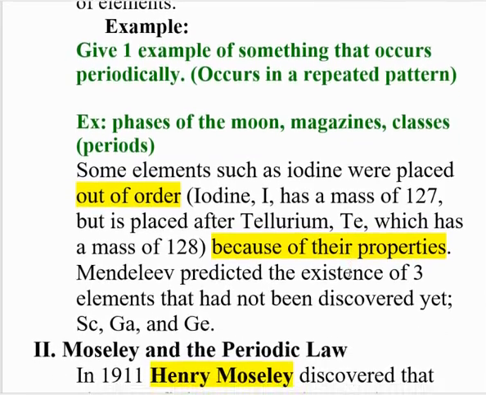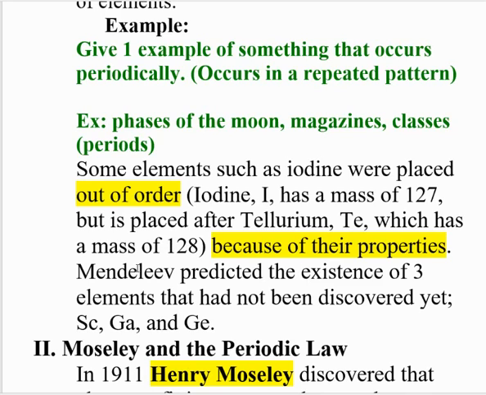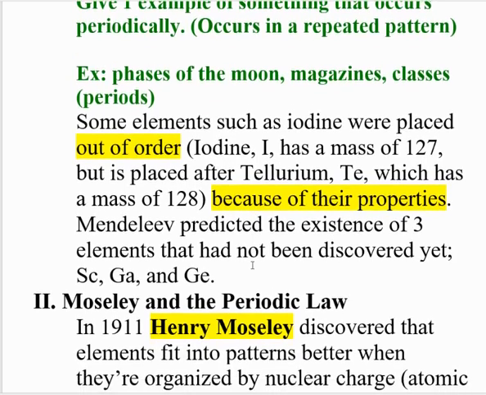And probably the most important thing that Mendeleev did was that he predicted the existence and some of the properties of 3 elements that had not been discovered yet. He predicted scandium, gallium, and germanium.